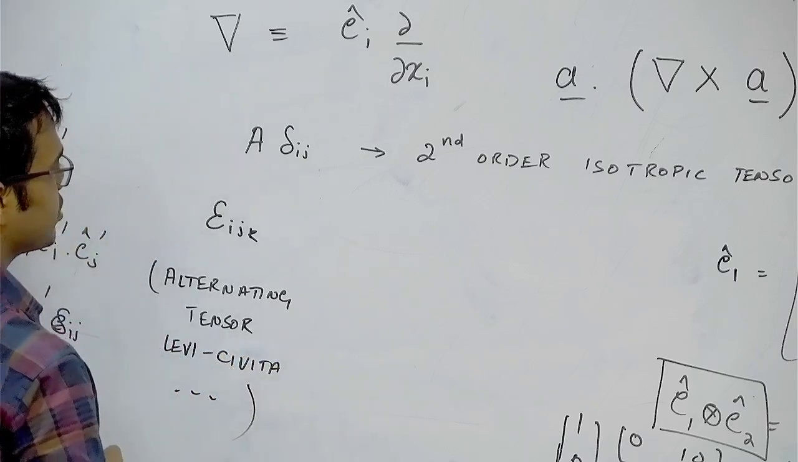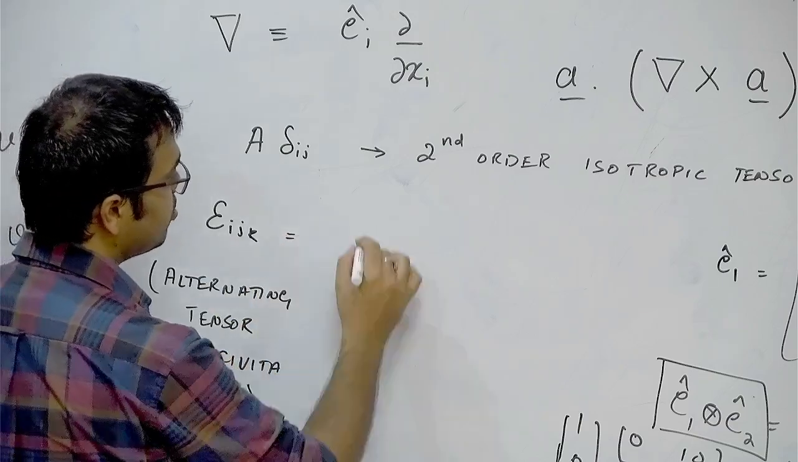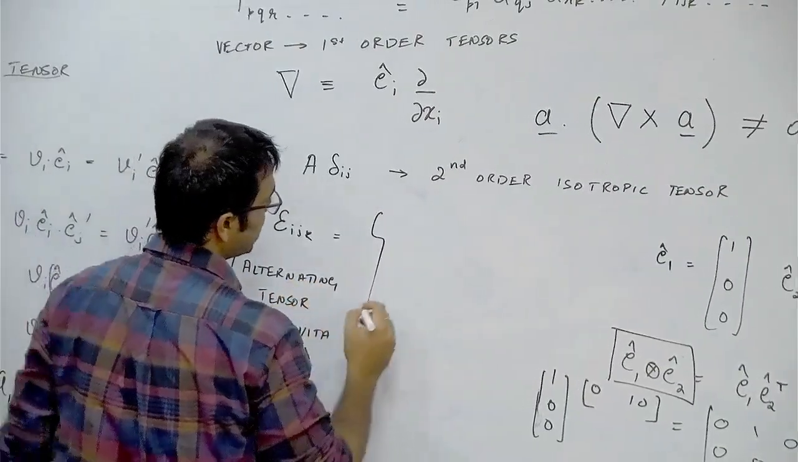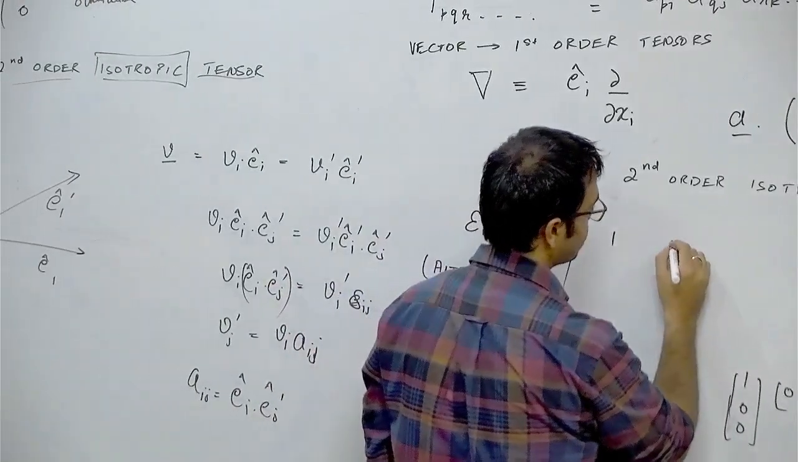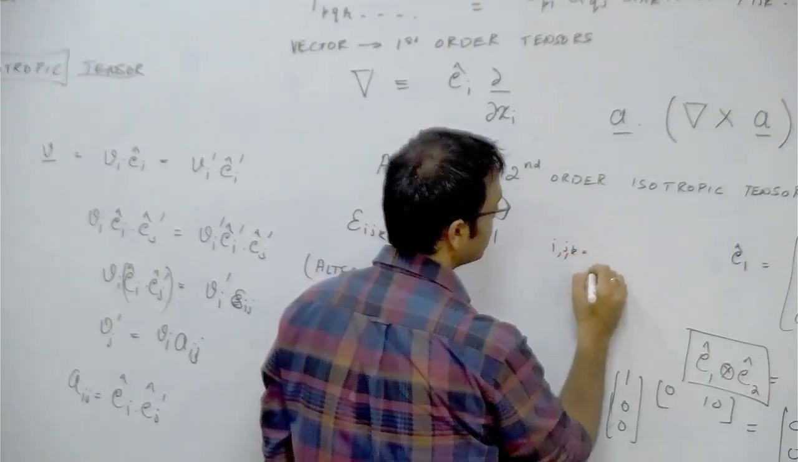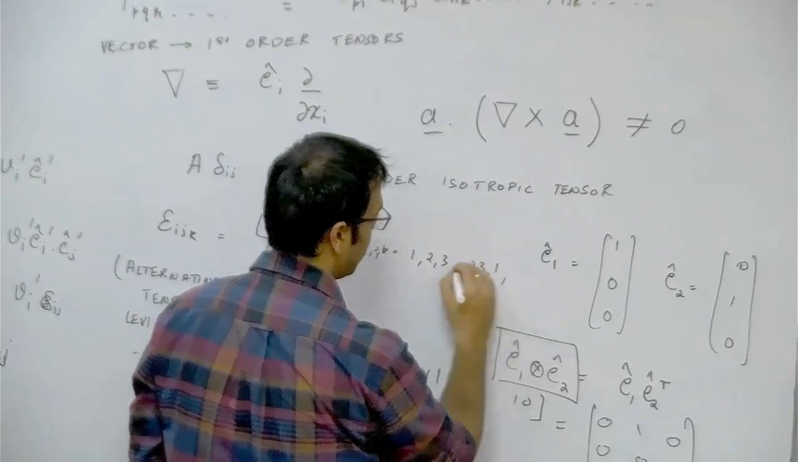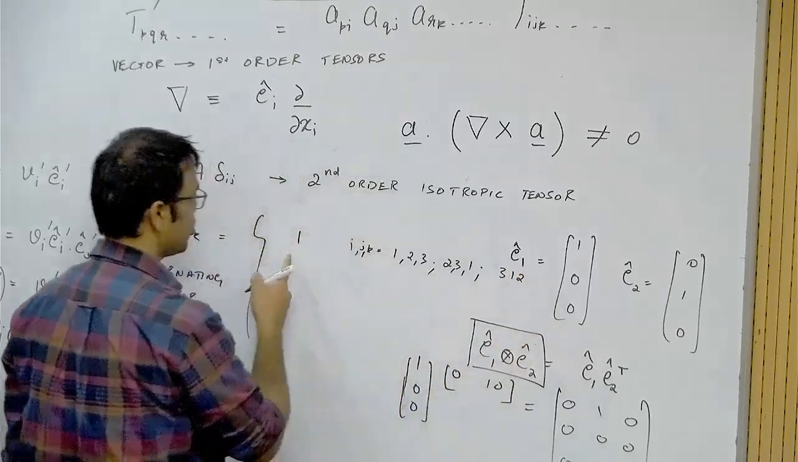There are other names also which I don't remember. So, epsilon ijk is defined in very similar ways as delta ij. It is defined as 1 if ijk follow a cyclic order. So, if ijk is equal to 1 2 3, 2 3 1, or 3 1 2, it is going to be 1.